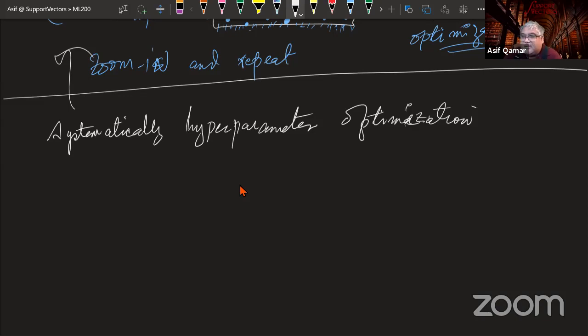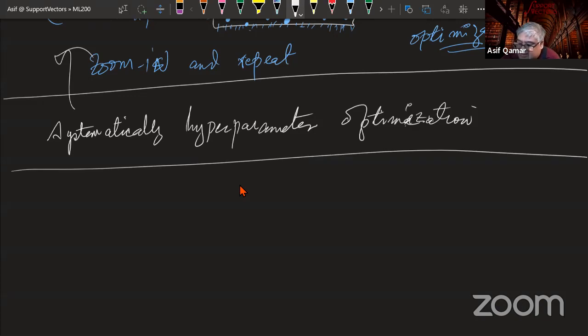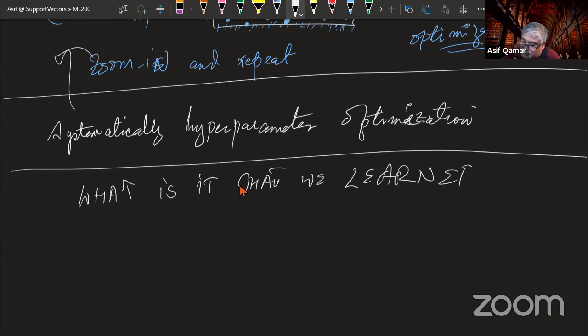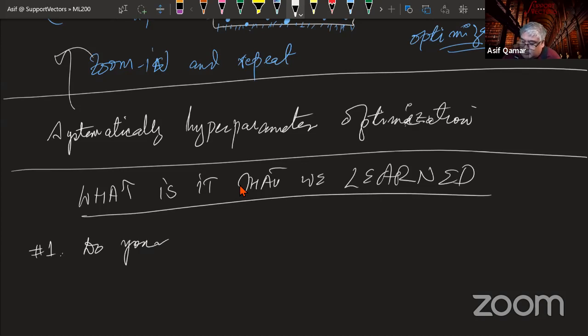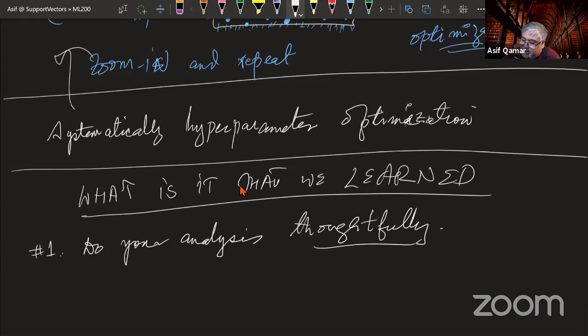But today, in the last few minutes of this class, I would like to summarize what we learned. If you ask what we learned in this course, I would say the number one thing is: do your analysis thoughtfully. The more you think about what you're doing, the better you'll do. It looks almost like a cliche or a trite statement to say that.